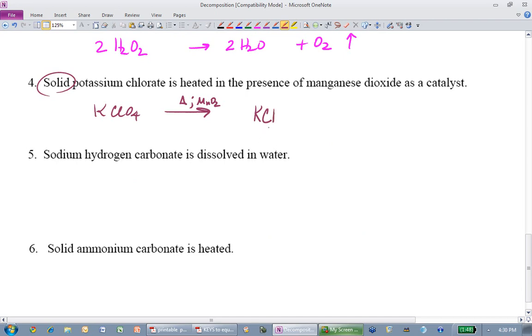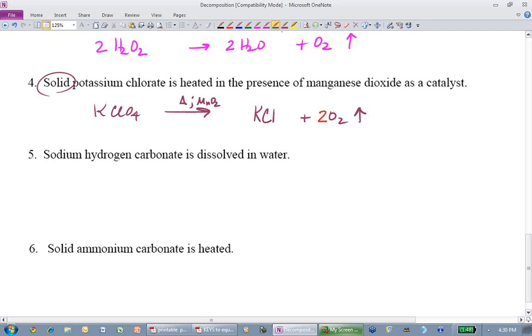I know you're wanting to ionize that, but read again. Solid potassium chlorate is heated in the presence of manganese dioxide as a catalyst. There's no water in here. So we're going to leave behind the chloride, but what we're really doing is driving off the oxygen. So when we balance that, if we put a 2 there, we have 4 O's on each side, and the rest is balanced. Told you these were easy. Try not to make them hard.